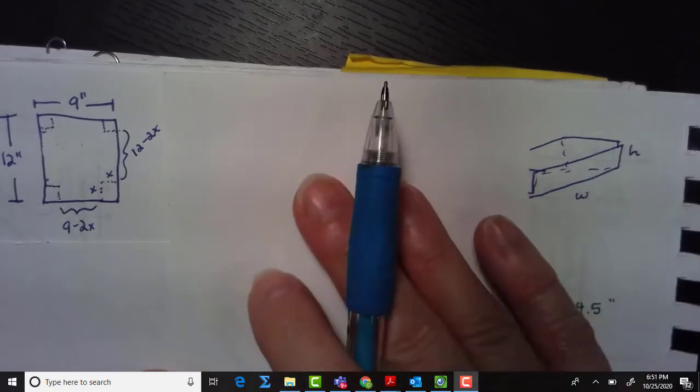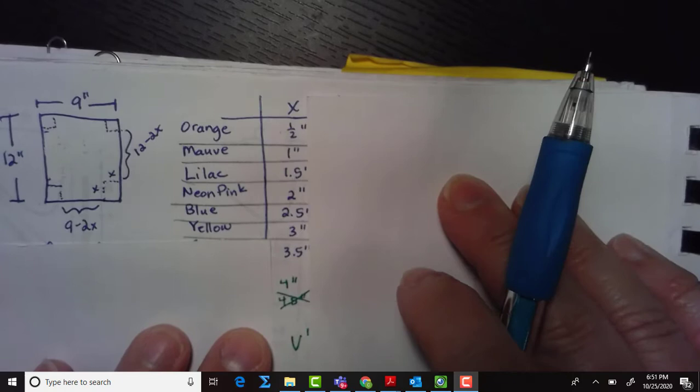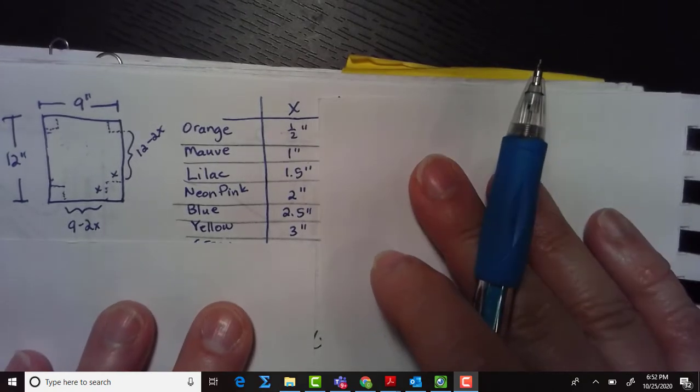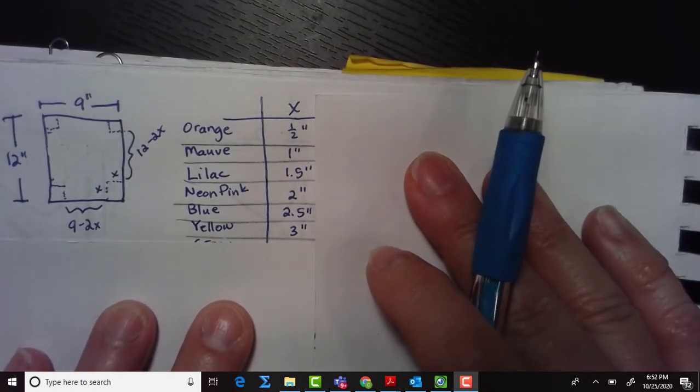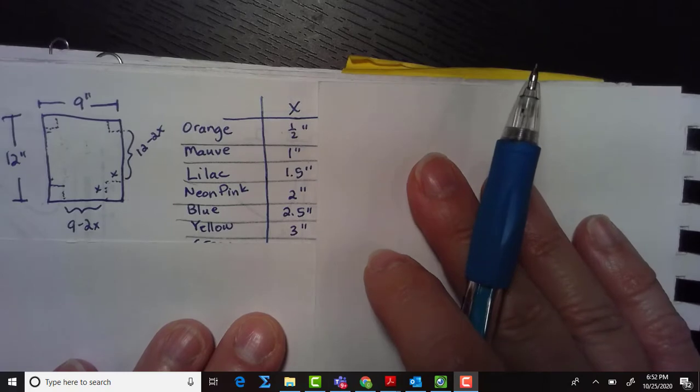And if we were in class, each one of you would have a different color of paper, such as these listed here, and I would tell you what your X needed to be, and everybody would make their box. From there we would look at the boxes and try to guess which one held the most volume. And then we would do the calculus.